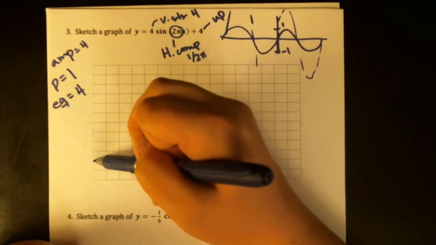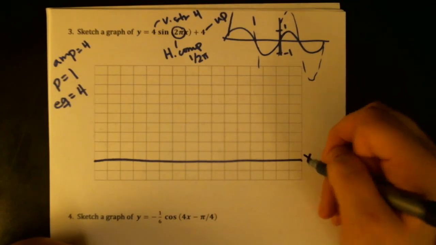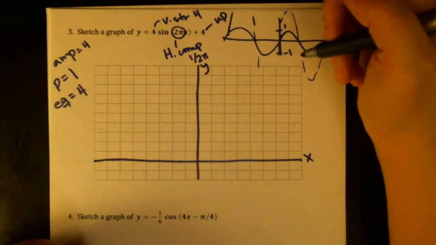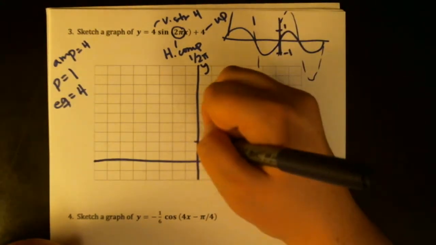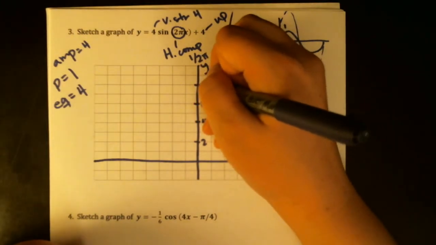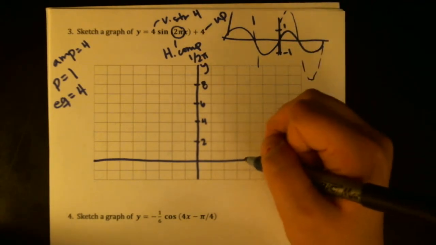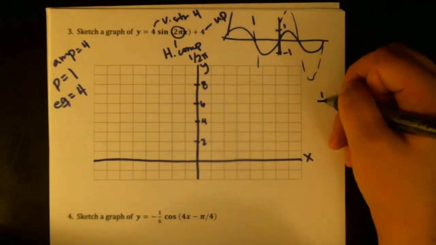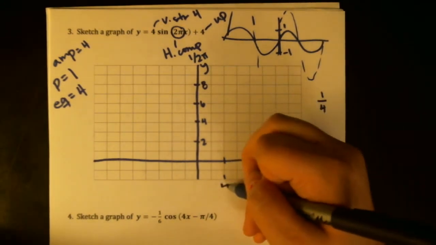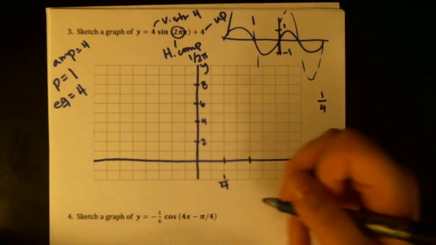So I'm going to give myself lots of room up at the top. Okay, so there's my x, and there's my y. And I'm going to say this is 2, 4, 6, 8. Okay, and then period is 1, so let's see. Our quarter of a period is just going to be plain old 1/4, so that would make really nice tick marks.